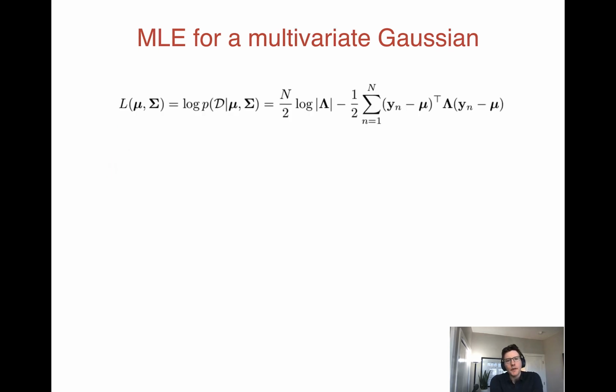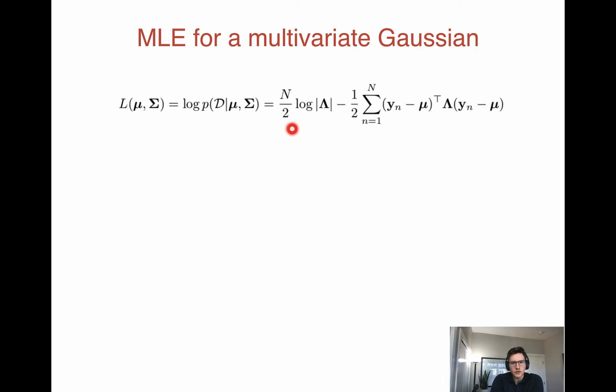Okay, how about the multivariate Gaussian case? For this one, we're going to need to dust off our multivariate calculus. But to start, let's just write out the log likelihood of our multivariate Gaussian. Remember, this is the multivariate case, so we have a vector of mu's and a matrix sigma, which is our covariance matrix. If we write out the log likelihood, we get the following.